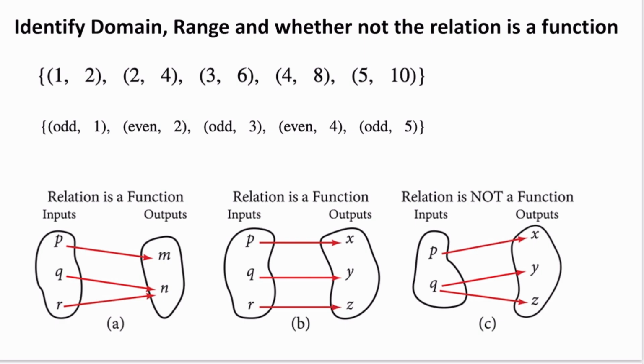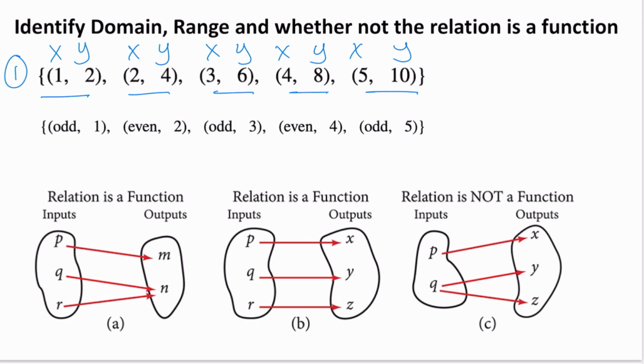It says identify the domain, range, and whether or not the relation is a function. So in the first one right here, I'm going to number it for you. Number 1, we have basically a relation. We have 1, 2, 3, 4, 5 different ordered pairs, each one x comma y. When we talk about the domain, it's basically all of the inputs, so in this case, all of the x coordinates. So we have 1, 2, 3, 4, and 5. The range is all of the outputs, so all of the y coordinates. That is going to be 2, 4, 6, 8, 10.